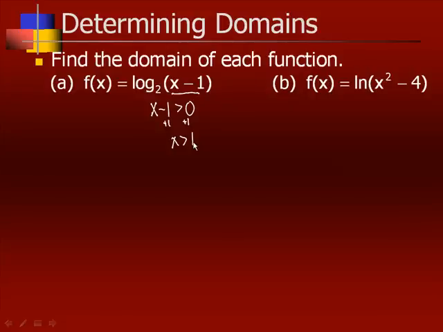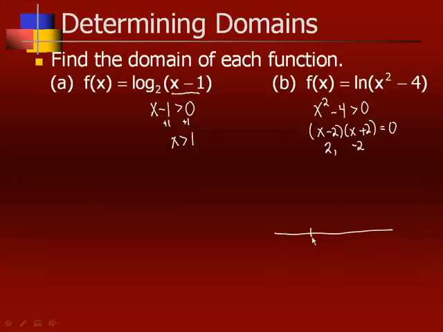For the second one, the natural log of x squared minus 4, same thing. We need x squared minus 4 to be greater than 0. Now, if you'll remember from doing quadratic inequalities, what you do is you find out where that function is equal to 0, which in this case is going to be 2 and negative 2. So if we were to graph those points on a number line, there's negative 2 and there's 2, then we're going to pick points in between those intervals.